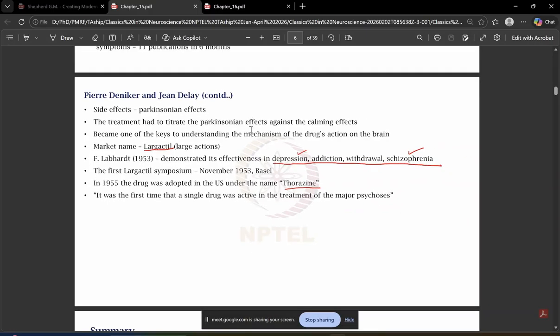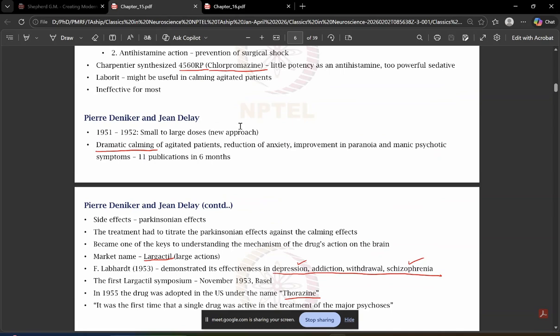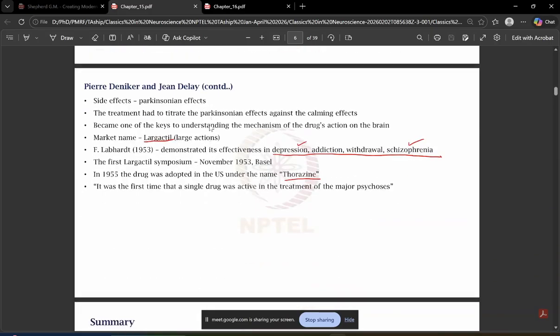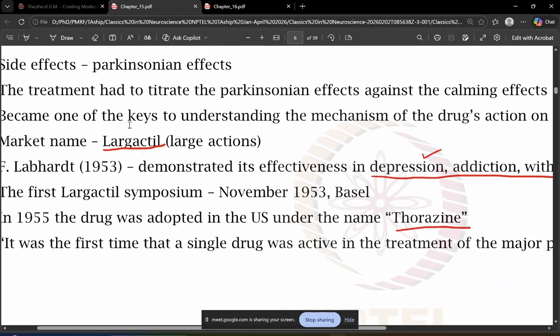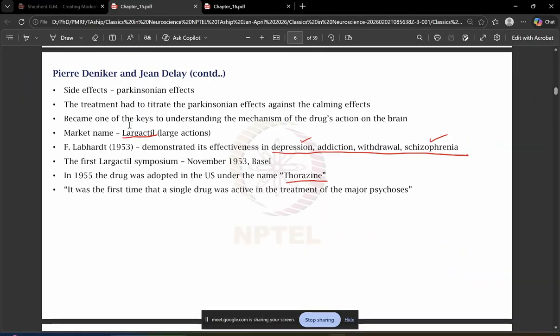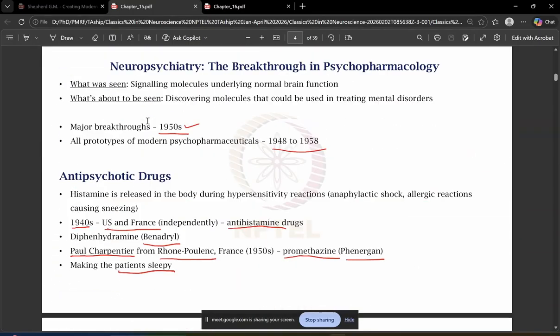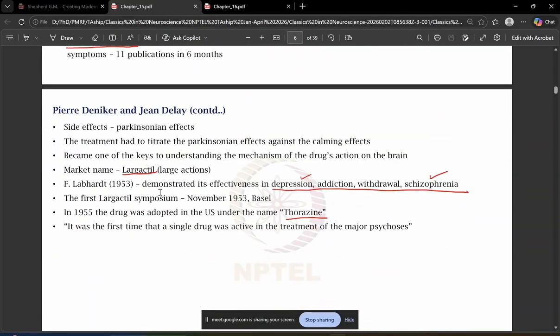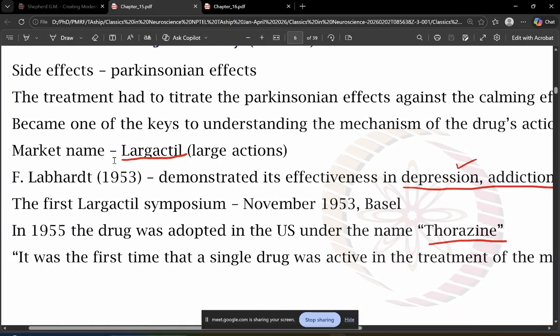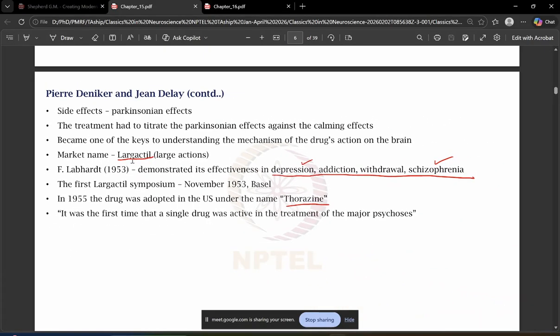And this Parkinsonian effect of the drug became one of the keys to understanding how chlorpromazine is actually having an effect on the brain. What is its mechanism of action on the brain? The drug was so useful that it was marketed by the company Rhône-Poulenc as Largactil, or because of its large actions. Basically, its wide actions.